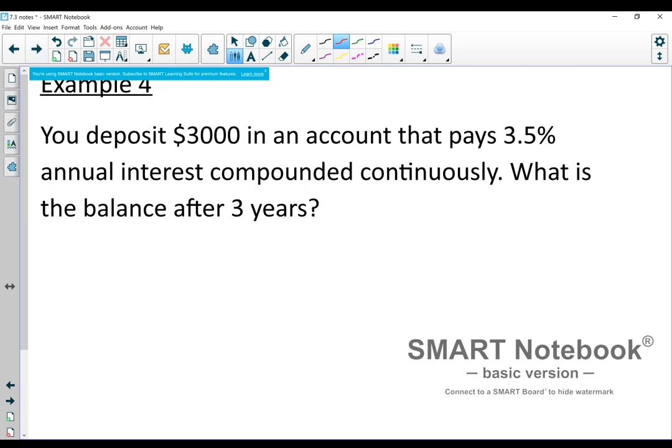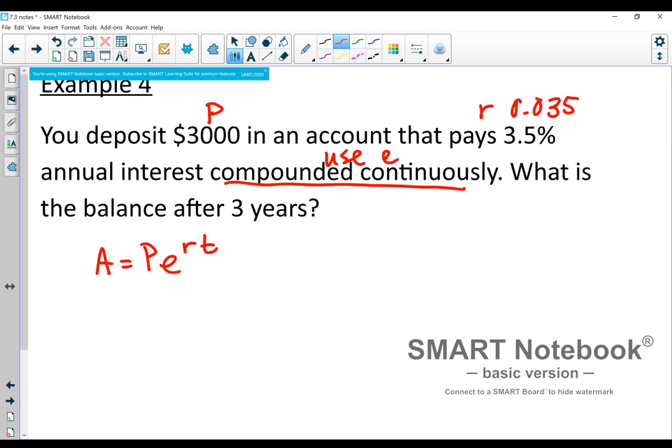You deposit $3,000. So that's going to be our initial amount. So I'm just going to write down my formula really quick. I can remember this one because there was a shampoo called Pert for a long time. So I just remember A equals Pert. So my principal, my initial amount is the 3,000. My rate is the 3.5%, so that'd be 0.035. And I'm compounding continuously, which means we're going to use the e formula and not that other formula with 1 plus r over n to the nt power. We're not using that. We're using this e formula.